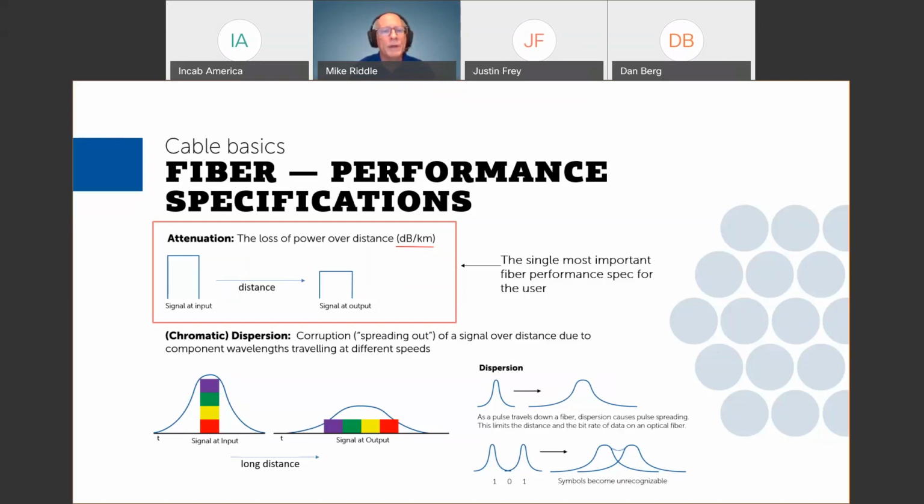Chromatic dispersion becomes important if bandwidths are very high, like you're using dense wavelength division multiplexing, or if you're going very long distances. With ADSS, we don't see that too much. So again, the most important specification is the attenuation.